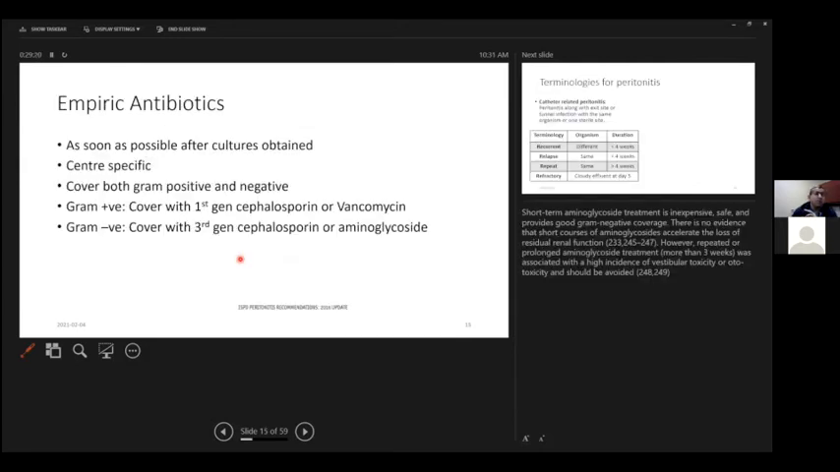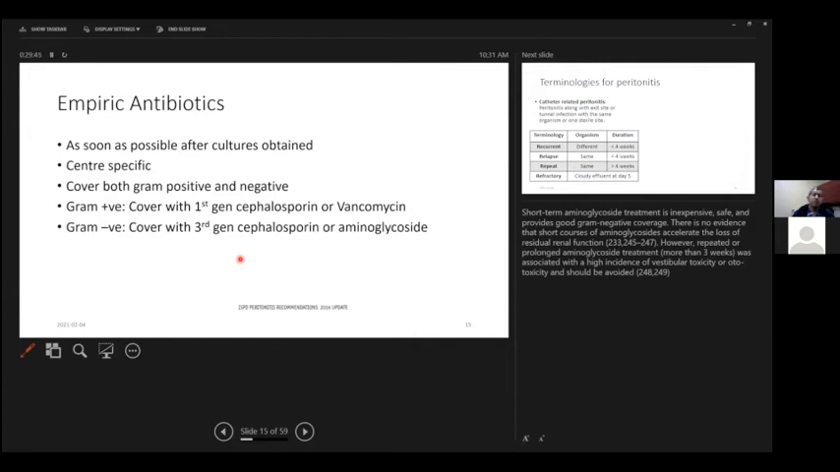So now, what are the empiric antibiotics? As soon as you get the patient who complains of having a cloudy effluent or abdominal pain, just start the antibiotics. Don't wait for the cell count. Don't wait for any culture. Just start the antibiotics. The antibiotics are done as per the center specific, so it has to be driven by the center. But if you don't have any specific centers, just follow the ISPD guidelines, which are really good.